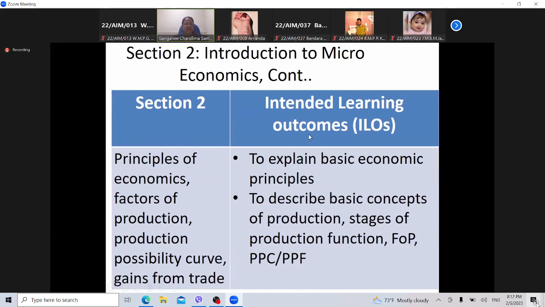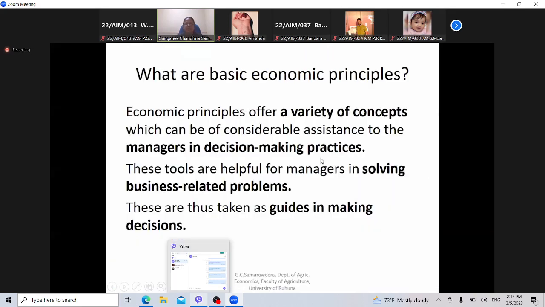Today we need to understand the basic section in the introduction of microeconomics, basically factors of production and the principles we need to learn. After learning this course, you will be able to explain the basic economic principles and the basic concepts of production with the stages of production. In the production function, there are different stages, and there are the factors of production. FOP means factors of production. And finally, we will discuss the product possibility curve, or product possibility frontier. All of these are related to production, and you will be able to learn them after learning basic economic principles.